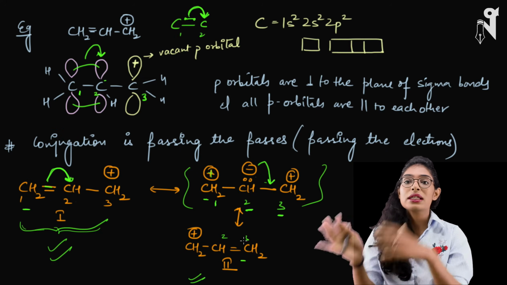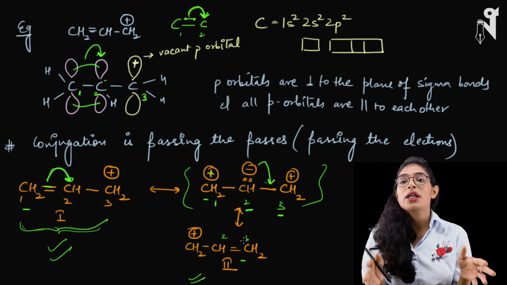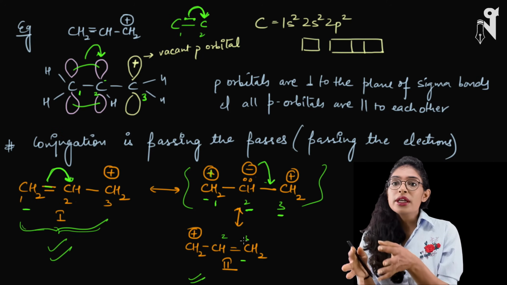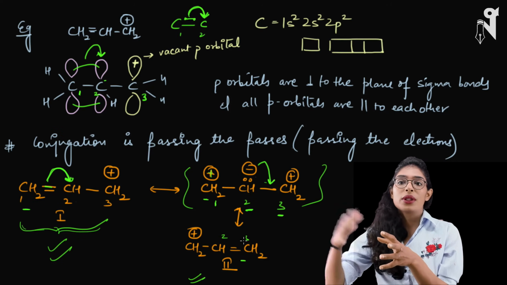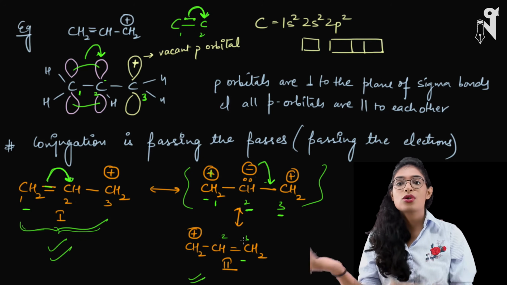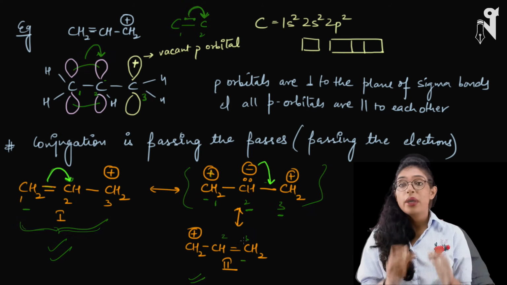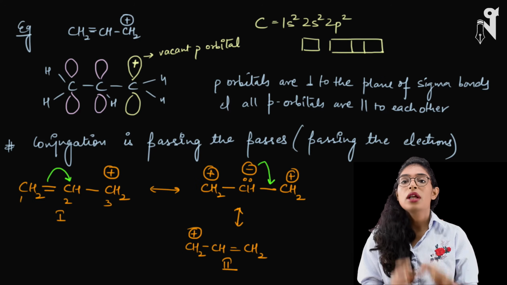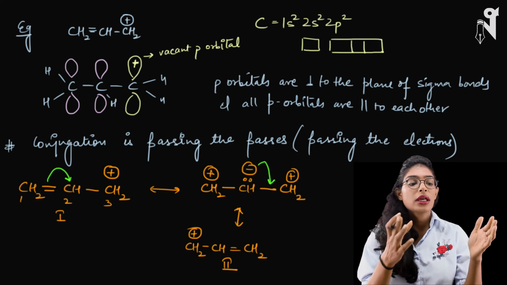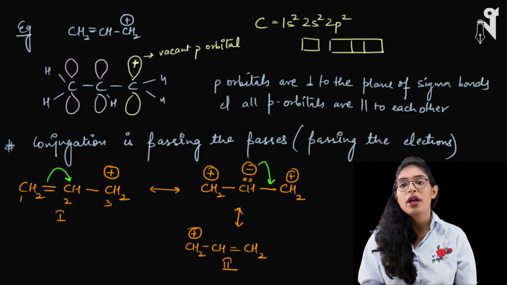So basically it is passing the electrons. There were electrons between carbon 1 and carbon 2. Carbon 2 got the electrons and then it started sharing them with carbon 3. So passing the electrons is the process which is happening in conjugation. I hope you have got some idea over here. Now let's understand a few important points related to this conjugation.